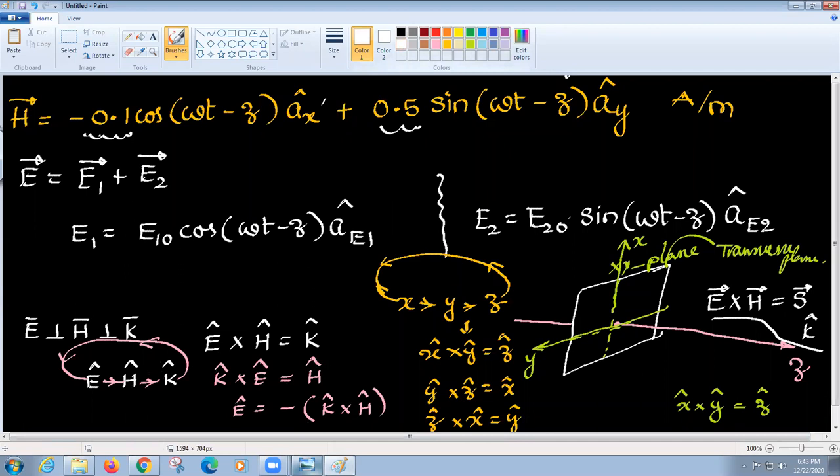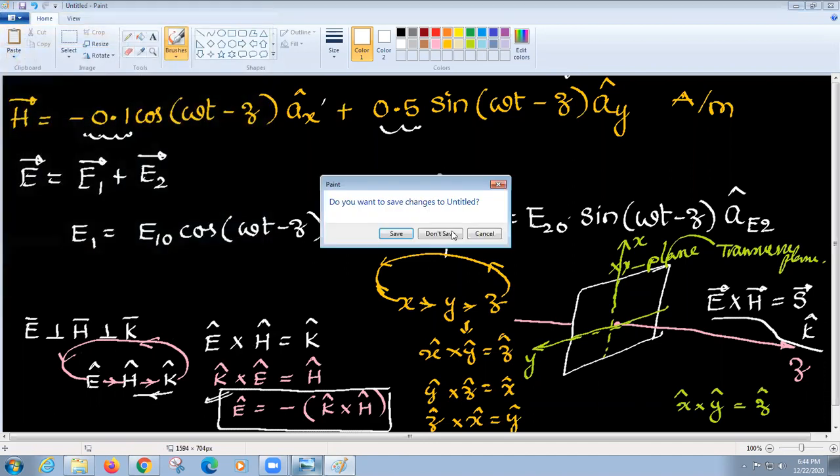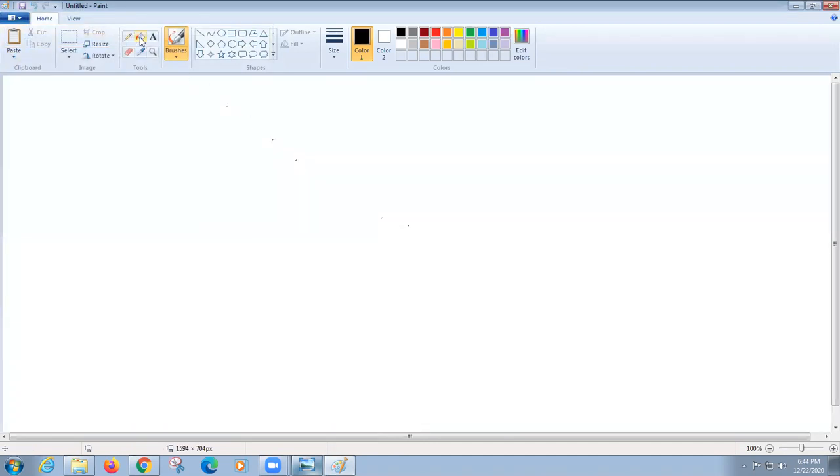I think things are clear. Because you see, if I take K cross E, I get H. If I take H cross K, I get E. But if I come like this, K cross H, I'm just traveling in the opposite direction. So K cross H must be equal to negative E, or E is equal to negative K cross H. Now just fix this. I'll go to the next page.